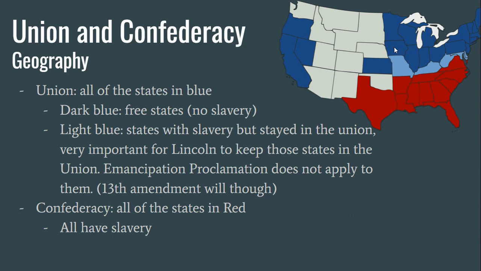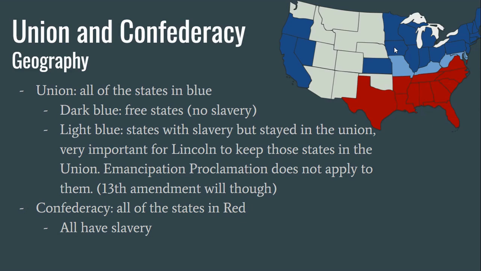So we're going to go a little deeper with defining the Union and Confederacy than the other topics. This will give us a good idea of the vast differences between the two regions. The Union is all the states in blue on the map. The dark blue are the free states in the Union. This is where slavery is totally banned. The light blue are also called the border states. They officially stay in the Union, although there are definitely Confederate elements and sympathizers. In those states, slavery is still active.